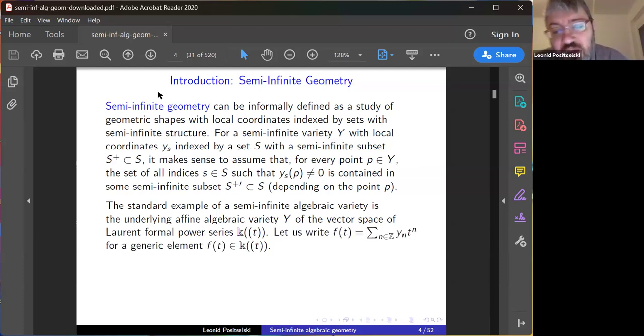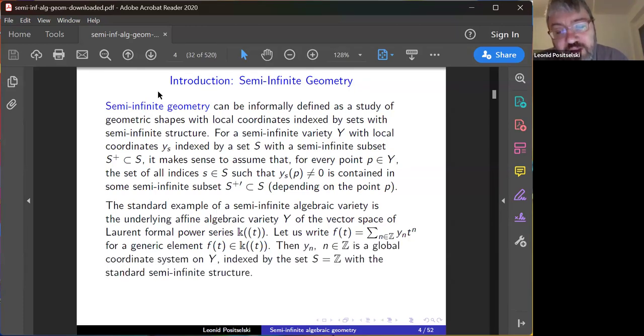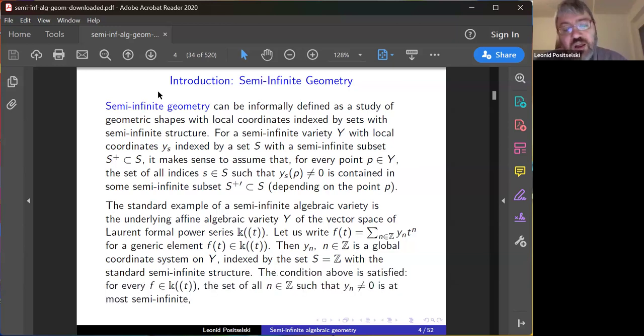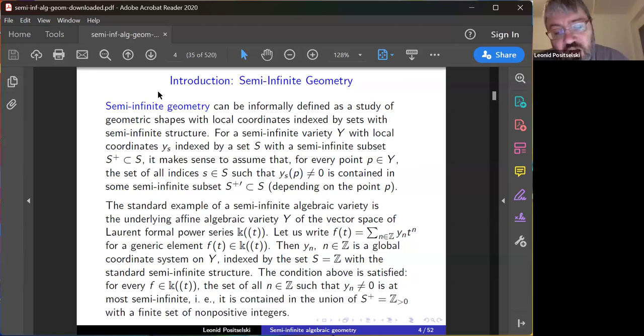Let us write f(t) equals the sum over n in ℤ of y_n t^n for a generic element f(t) in ℚ((t)). Then y_n, n in ℤ, is a global coordinate system on Y indexed by the set S equal to ℤ, the set of integers, with the standard semi-infinite structure. The condition above is satisfied: for every f in ℚ((t)), the set of all n in ℤ such that y_n is not equal to zero is at most semi-infinite, which means it is contained in the union of S₊, which is ℤ greater or equal to zero, with a finite set of negative integers.